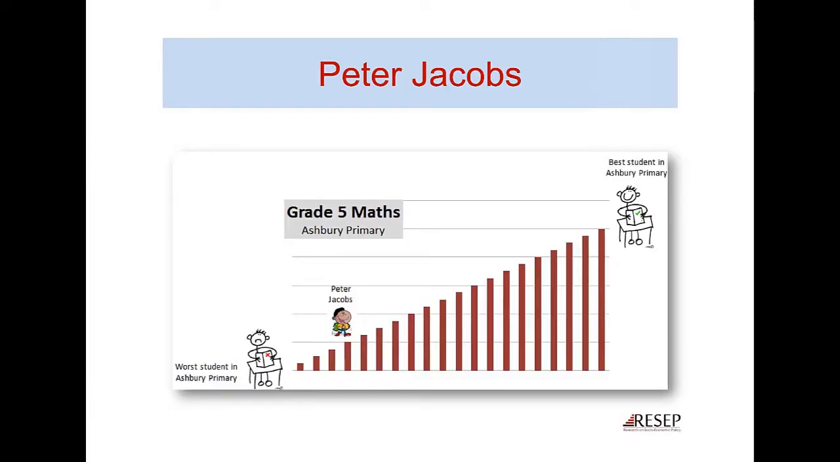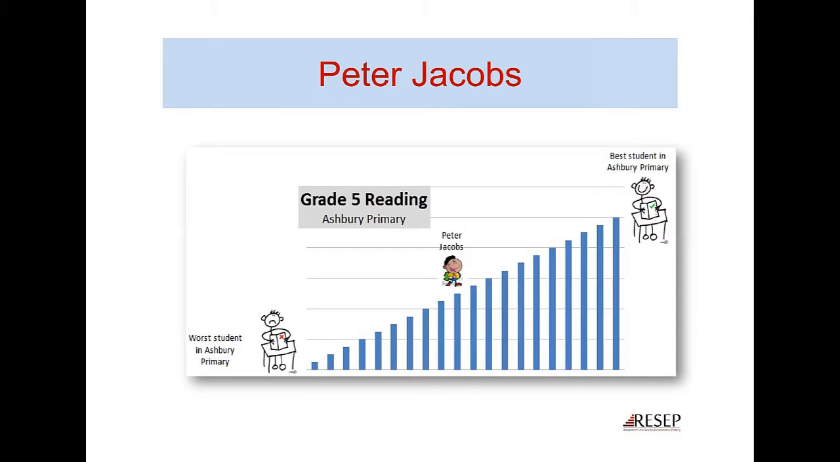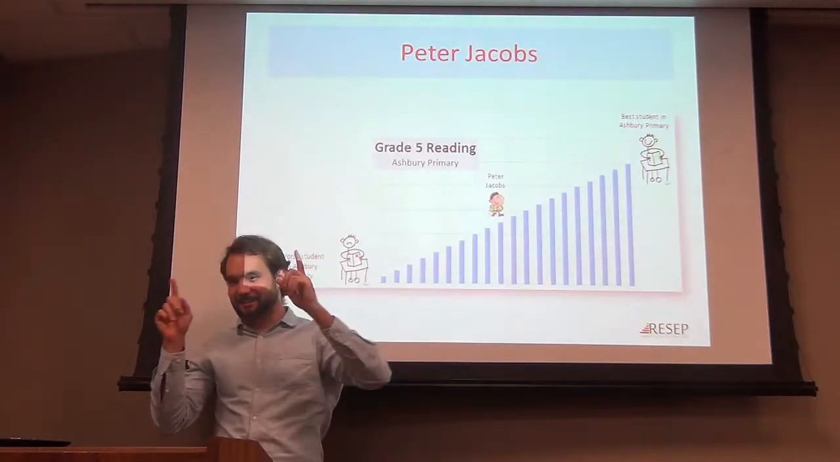Similarly for this guy called Peter Jacobs, he's performing quite badly in maths, and this is relative to students in his school, but in reading he's performing a little bit better as well. He's actually a little Brazilian kid. I took him from a Brazilian scorecard. Just cut him out and stuck him in here.